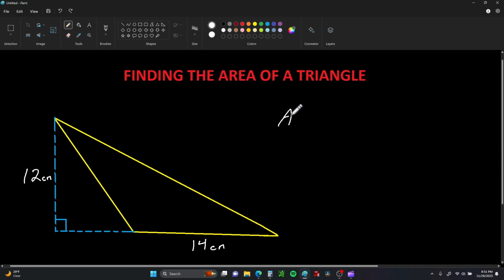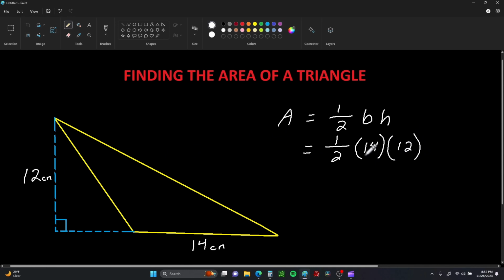Again, we start by writing the formula for the area of a triangle and spread it out. And then when we go to substitute, bring down the equals, bring down the 1/2, and with the substitution, you're going to put it in parentheses. The base is the bottom, so that's 14. The height is 12.